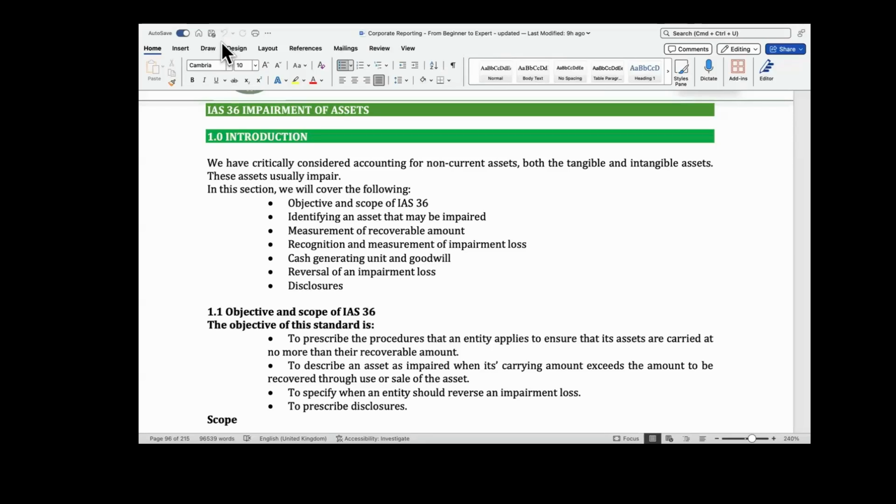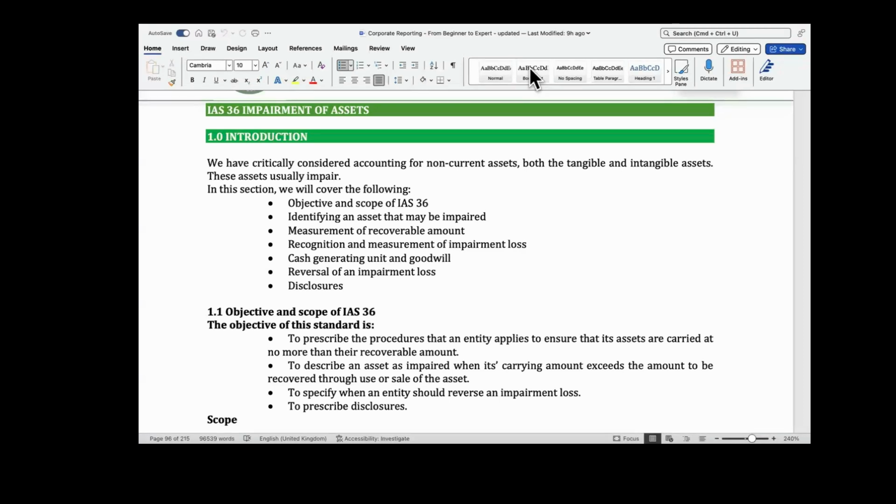Today, we want to look at the concluding part of IAS 36, as well as IFRS 15 on revenue from contract with customers. Last week, we started IAS 36, but I remember that we did not finish it. So I will finish it today.